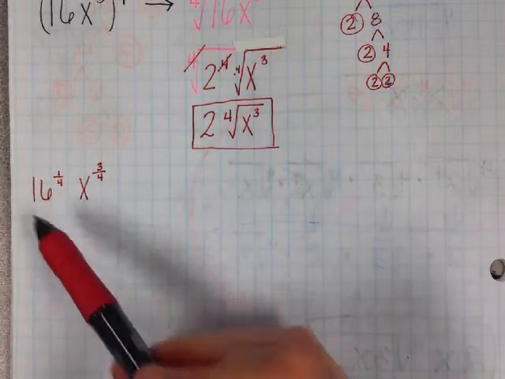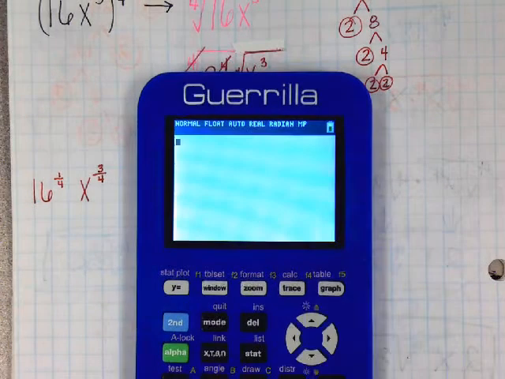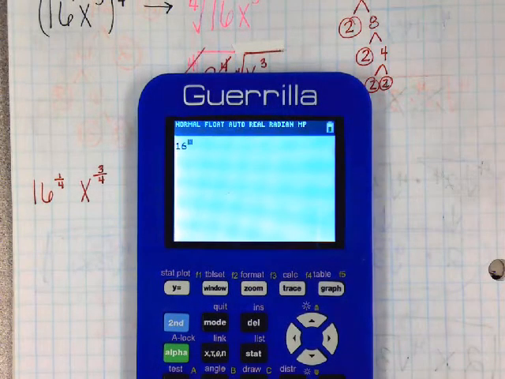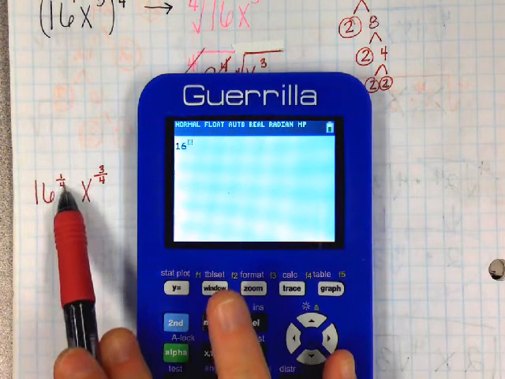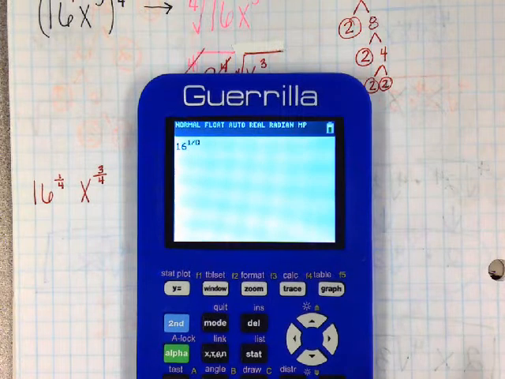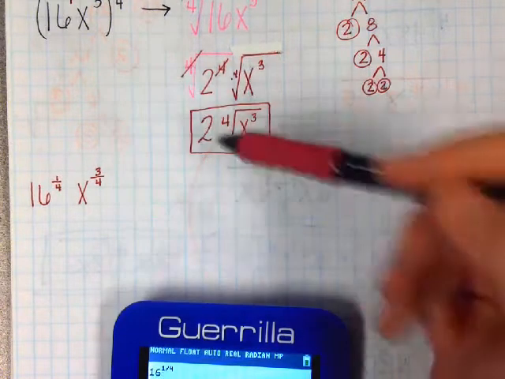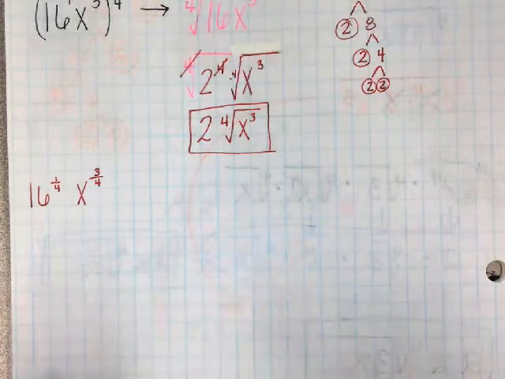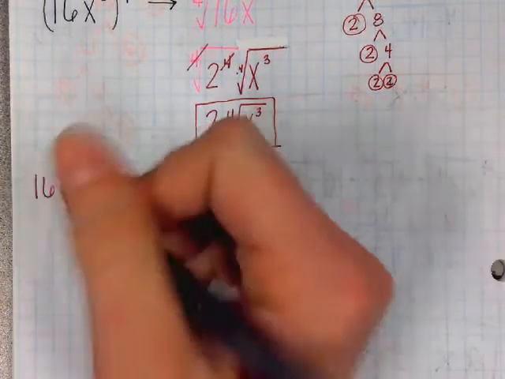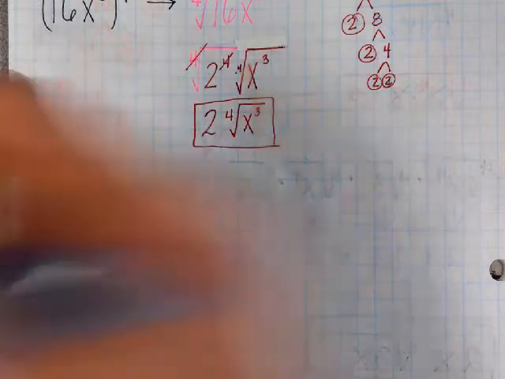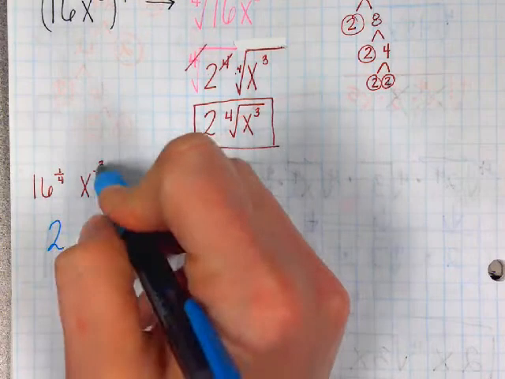Okay, so when you have 16 to the 1/4 power, if I use a calculator, I can do 16 to the, remember to type a fraction into your calculator, you do the numerator divided by the denominator. So I'm going to do 1 divided by 4. And notice what it gets me is 2. So if you look, that's what we got up here. Or you can still rewrite this as the 4th root and get your answer. So I'm going to say that it is 2, and then x to the 3/4.